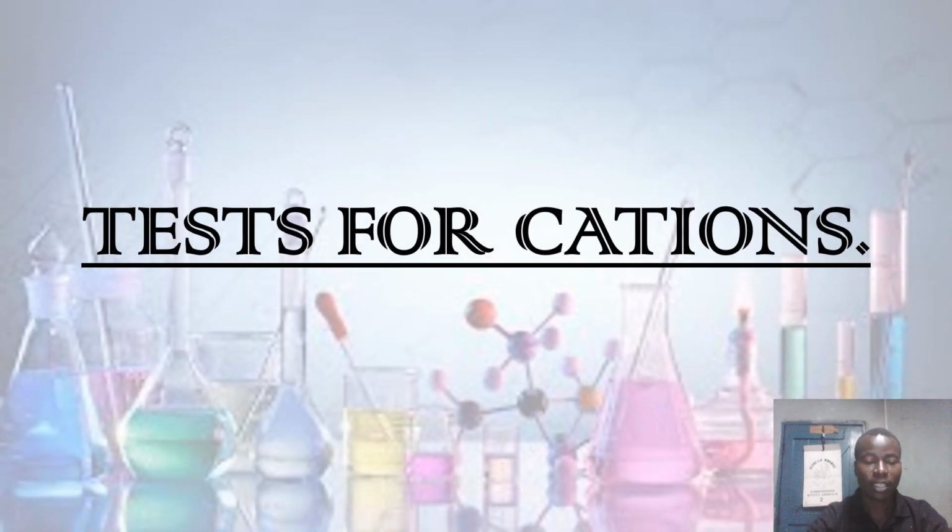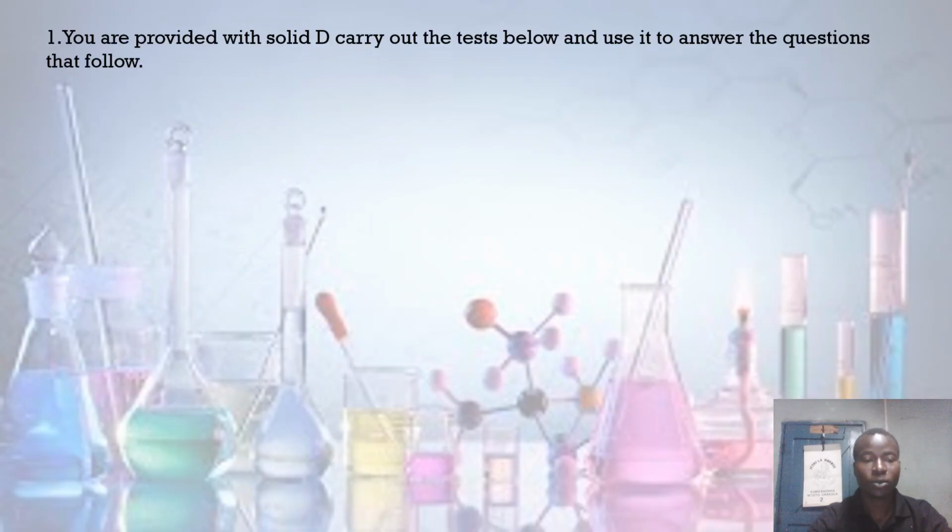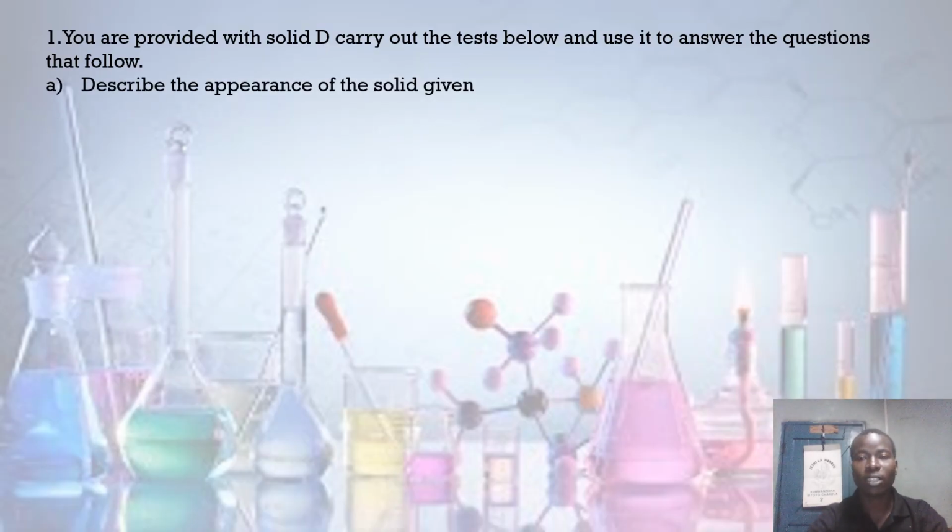So let us begin with the test for cations. Cations are the ions with a positive charge. Now we will look at this in form of an example, like a question. You may be given a solid labeled as solid D, maybe solid Z, or whichever the letter. One of the questions you can be asked in that area is, number one, to describe the appearance of that given solid.